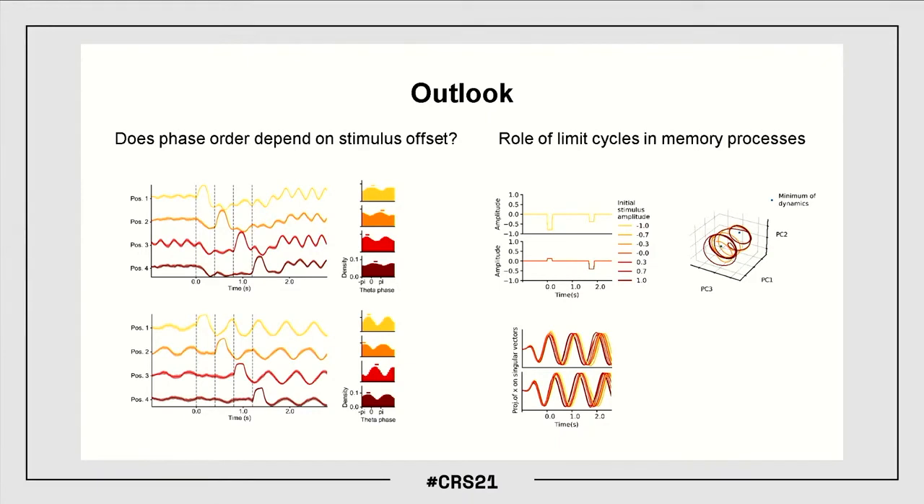We are also looking more into the general role of limit cycles in memory processes in RNNs, and have, for instance, been able to show that a continuous valued stimulus amplitude can be maintained in the phase of a limit cycle that we can find in simple RNNs.